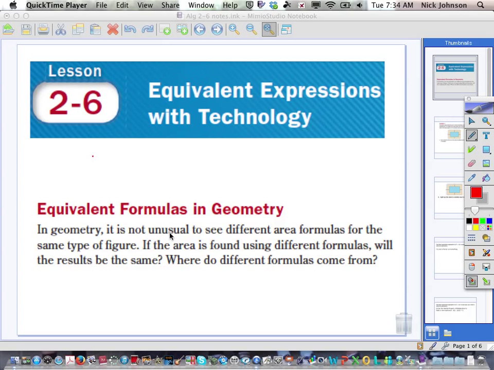In geometry, it's not unusual to see different area formulas for the same type of figure. If the area is found using different formulas, will the results be the same? Where do different formulas come from? We've seen where we've had different expressions that are the same thing. That's where this stuff comes from. Just because one person does it one way and finds the area does not mean that someone who did it a different way can't find the area as well.